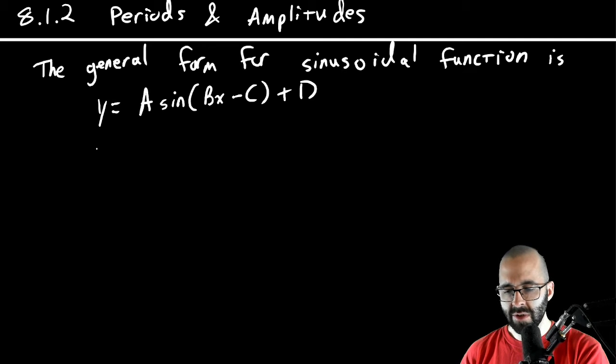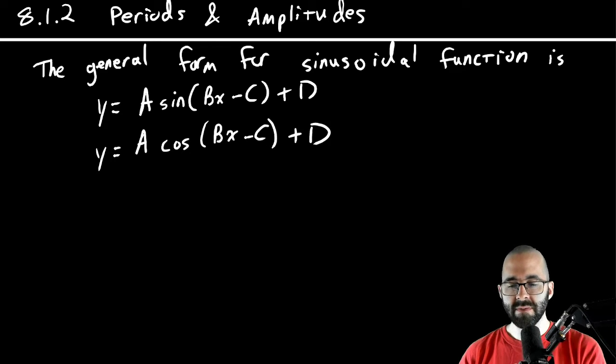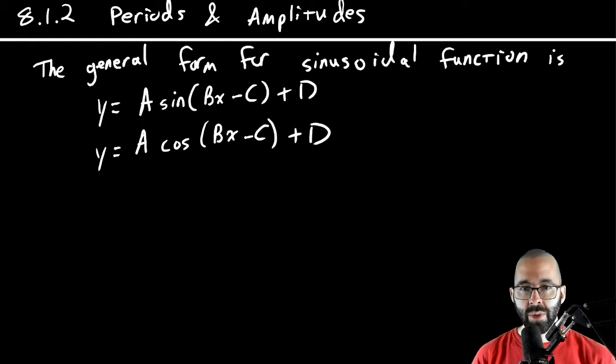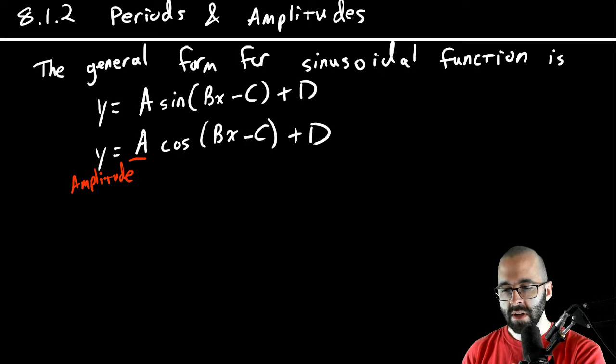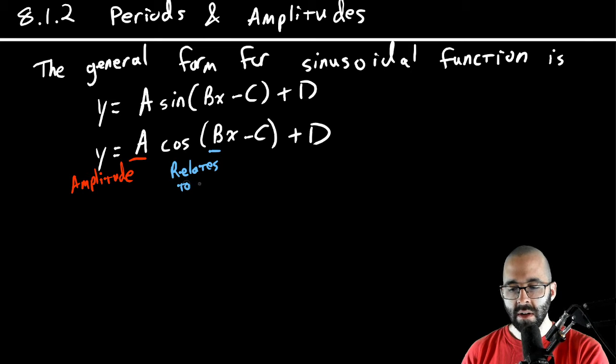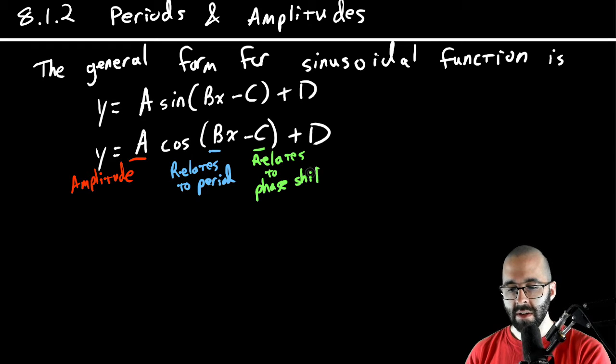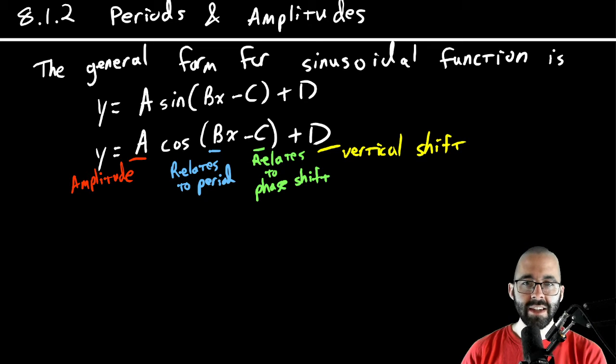And you can do another one with cosine if you want to, right? But it's basically the same thing. Just replace sine with cosine, and you have another definition. So in the next two videos, 812 and 813, we will talk about what each of these letters mean. But the short answer is that A is going to deal with something called amplitude. B has to do with the period. C relates to the phase shift. And D is going to eventually be a vertical shift. We'll talk about the first two in this video and the last two in the next one.